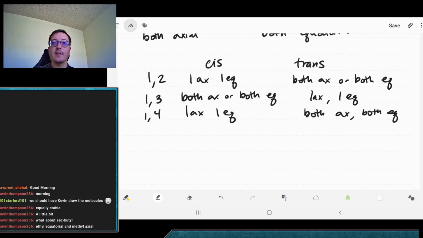Just going to look at the homework real quick. So, for example, number 5, you're drawing chair conformations, and you're drawing both. You're going to draw the regular and the flip, and you're going to indicate the more stable one.